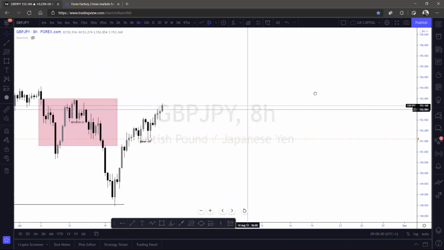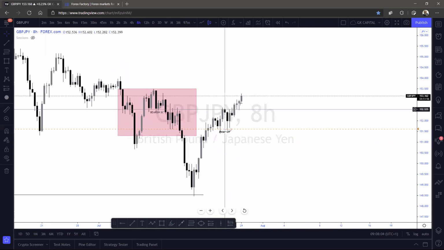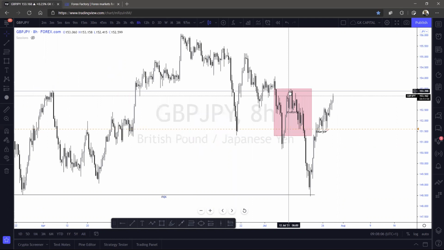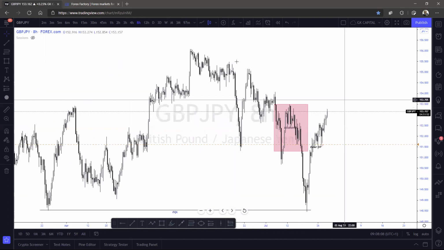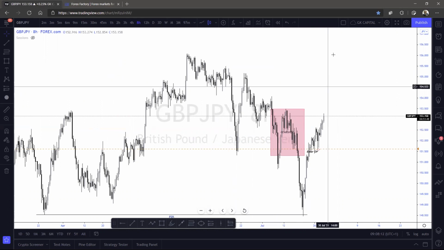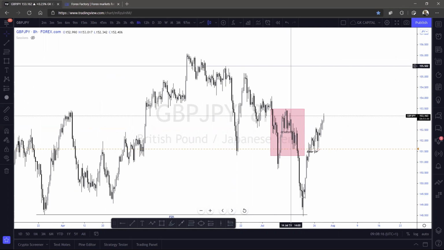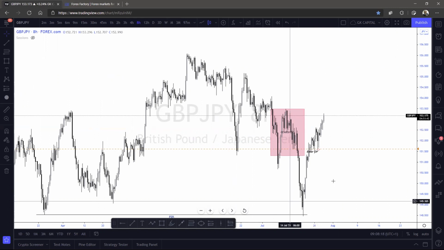GJ. So GJ is still in that slingshot area, but it does seem like we're gonna go and break it. That's fine because we do have the extreme up here, which I could play, and then look for distribution. If not, wait for the break of structure, and then this will be the new intraday low.